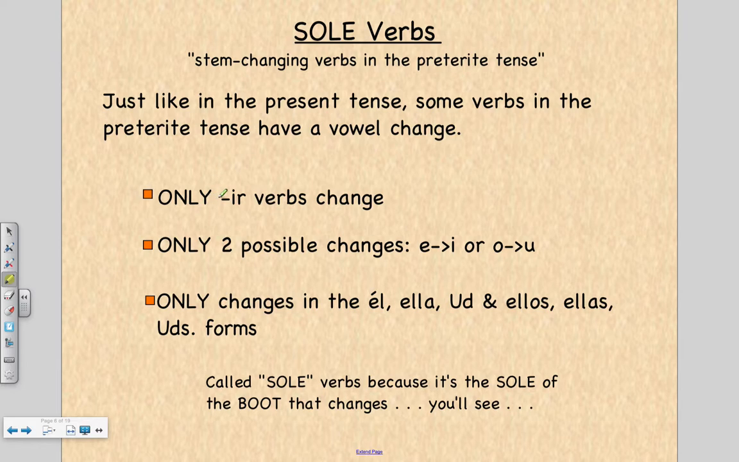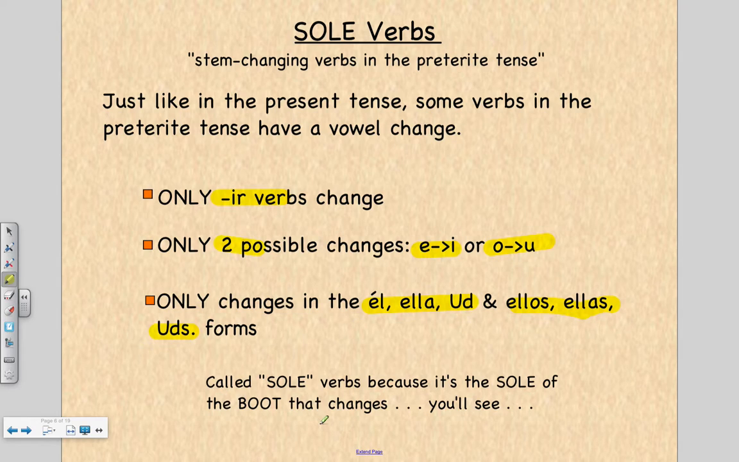Now, a couple other big things you've got to remember. Only IR verbs are sole verbs. AR verbs and ER verbs are not. There are only two possible stem changes. It's either going to be E to I or O to U. So if in the present tense it goes E to IE, in the preterite, E to I. In the present tense, dormir goes O to UE. In the preterite, just O to U. There's no E in the preterite. And again, only in the bottom two forms: the él, ella, usted and the ellos, ellas, ustedes.